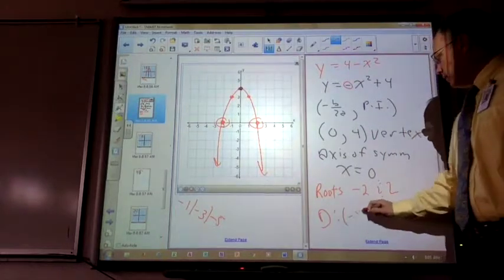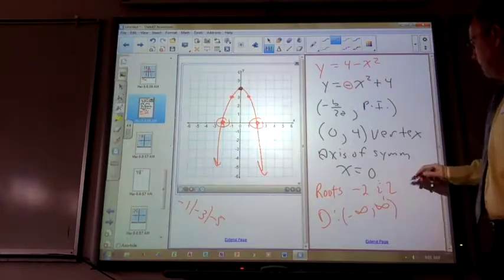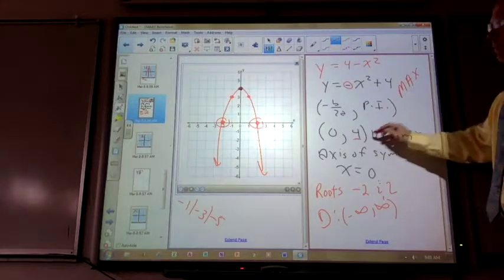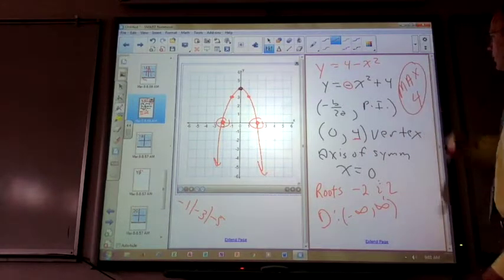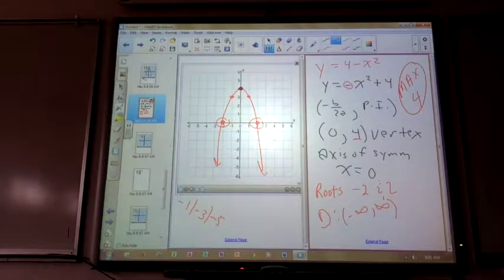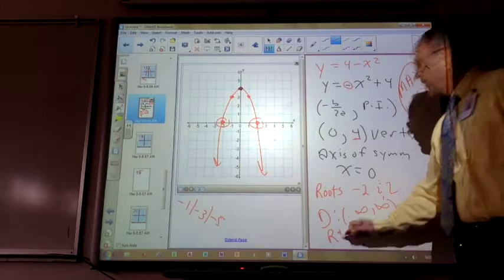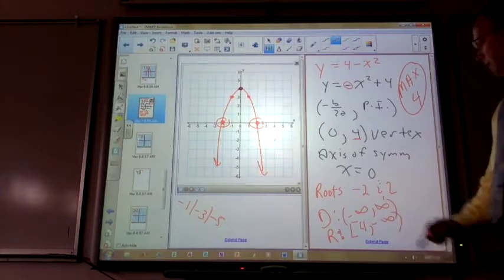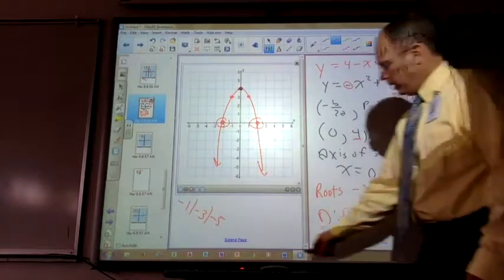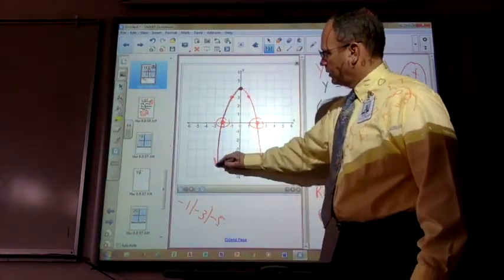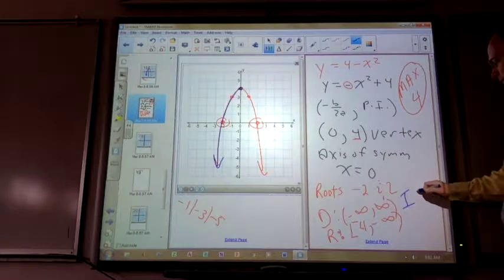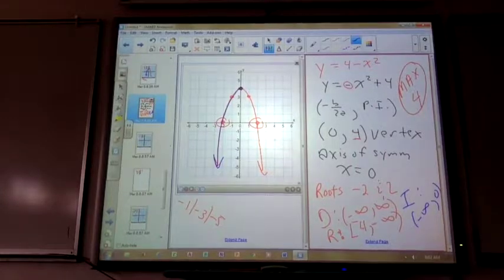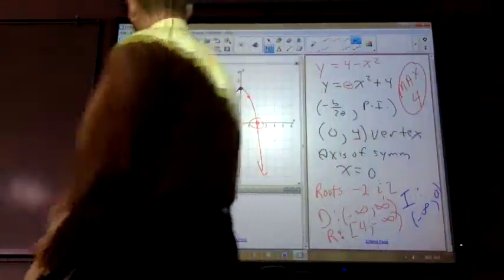Domain, you'll all get this right. Negative to positive infinity. It has a maximum value. Our maximum value is at 4, so remember the maximum goes with the y, so 4. Our range is going to go from 4 to -infinity, and it is increasing on this side here. So it's increasing from -infinity all the way up to 0. Remember, the increasing goes with the x component. And I think we have everything labeled there.